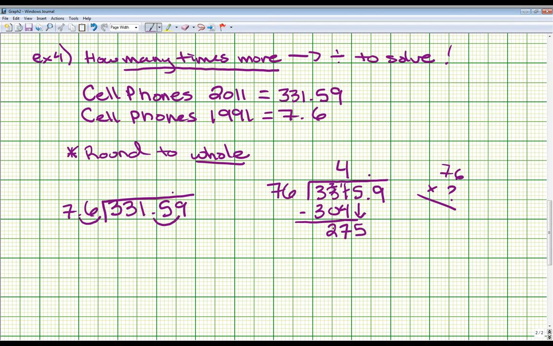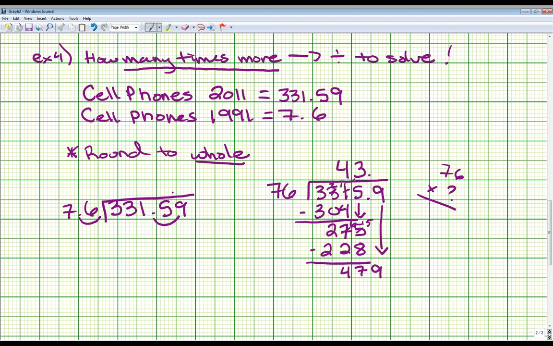Now we're going 76 into 275. Well, if I know 4 times is 304, my guess is 3 times is going to get us close to 275. So if you did 76 times 3, you would get 228. Now we'll go ahead and subtract again. So this becomes a 15 and we borrow from the 7. 15 take away 8 gives us 7. 6 take away 2 gives us 4. And then 2 take away 2 is nothing. We bring down our 9.